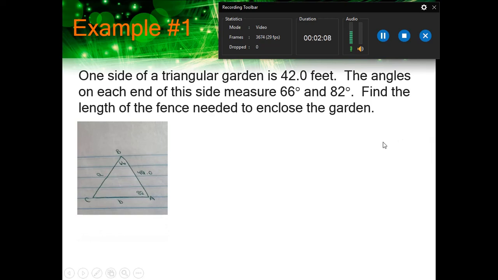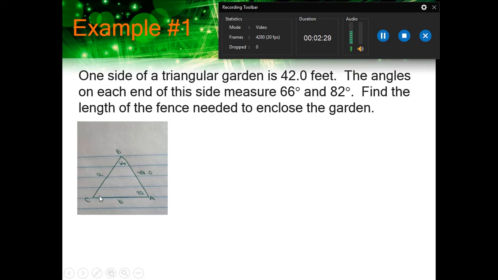So first thing I did was draw a picture, and I labeled it triangle ABC. They did not give me any letters. I'm just picking those randomly. Here's my known side of 42.0 feet. And they did say that on either end of that side, we have angle 82 and angle 66.